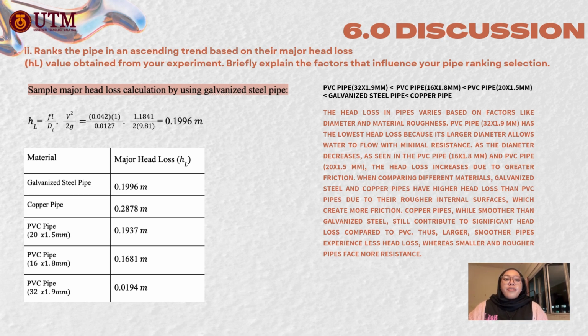So the head loss in pipe varies based on factors like the diameter and the material roughness. The PVC 32 times 1.9 millimeter pipe has the lowest head loss because its larger diameter allows water to flow with minimal resistance. As the diameter decreases, as seen in the PVC 16 times 1.8 millimeter pipe and PVC 20 times 1.5 millimeter pipe, the head loss increases due to the greater friction. When comparing different materials, the galvanized steel and copper pipes have higher head loss than PVC pipes due to their rougher internal surface, which creates more friction. Copper pipe, while smoother than the galvanized pipe, still contributes to significant head loss compared to the PVC. Thus, larger and smoother pipes experience less head loss, whereas smaller and rougher pipes face more resistance.